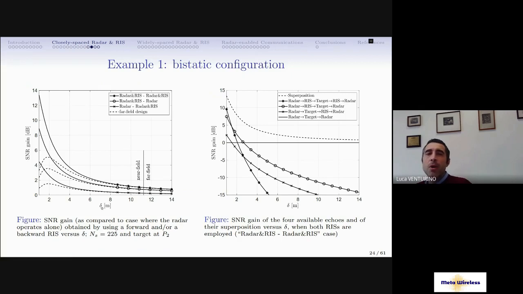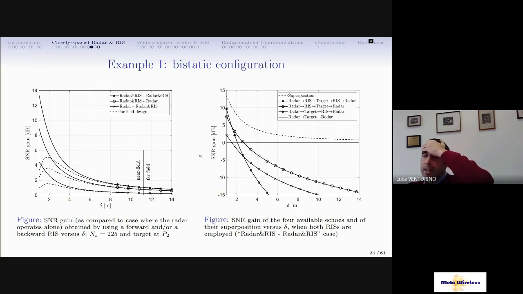And of course, a very small SNR gain may not justify the additional cost that you would have for deploying RIS. So if here we want to really help an existing radar by placing a close-by RIS, this close-by RIS should be as close as possible, and for sure in the near field of the radar rather than in the far field. A far field deployment is not really rewarding. That's an important lesson. Okay.